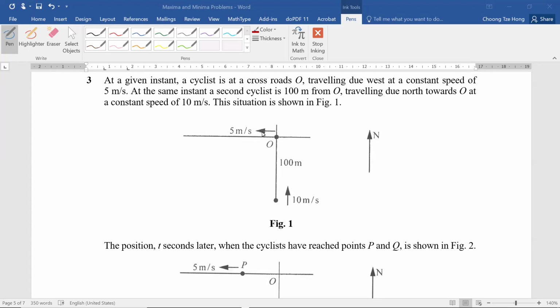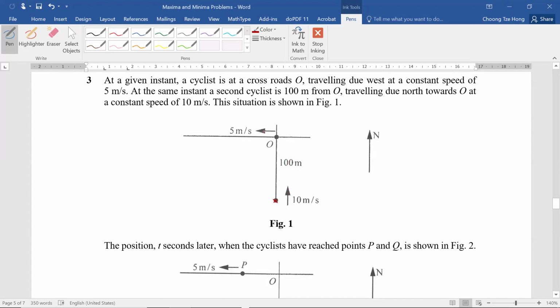At the same instant, a second cyclist is 100 meters away from O. So the second cyclist is starting from this point, and is now traveling due north towards O, so moving upwards according to this diagram, at a constant speed of 10 meters per second.